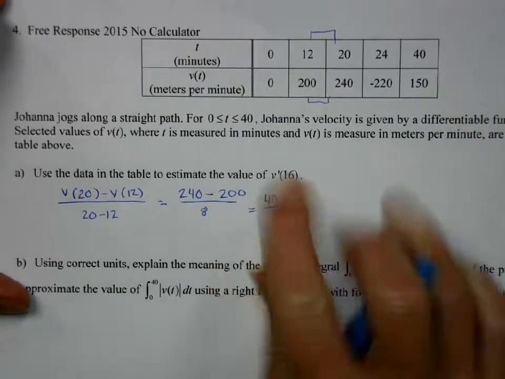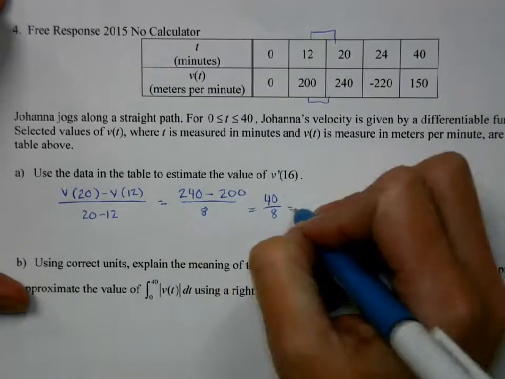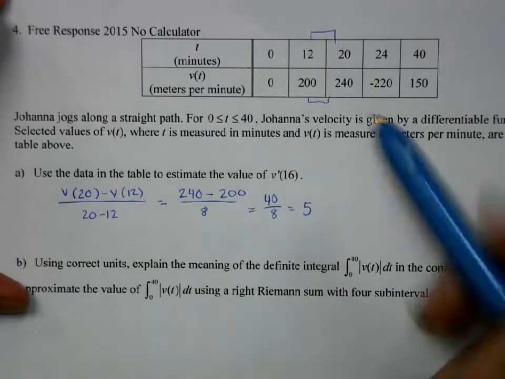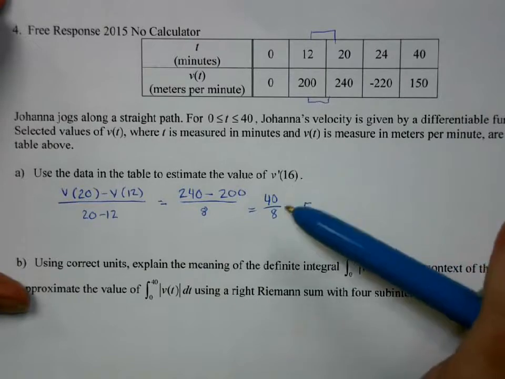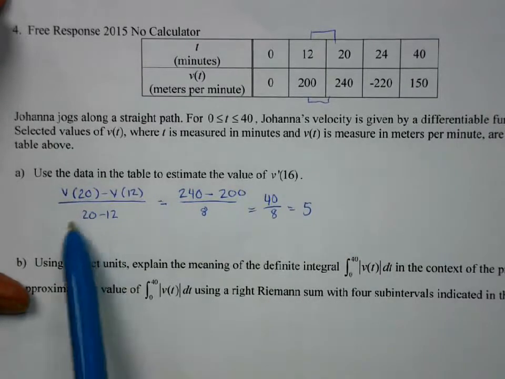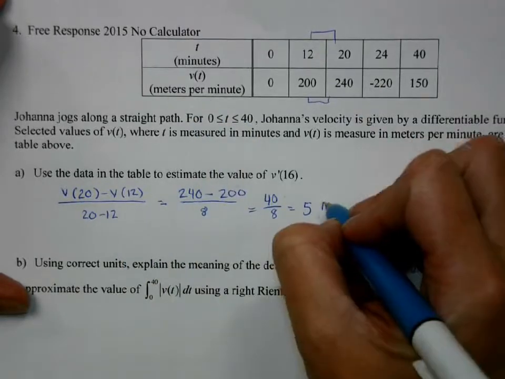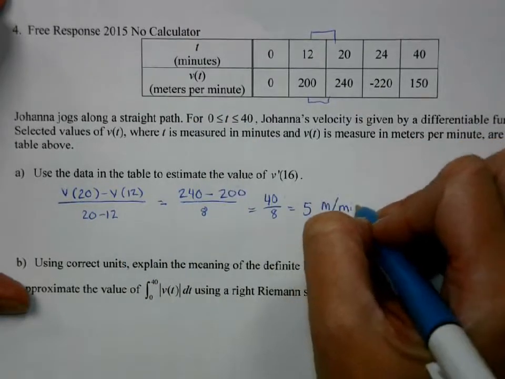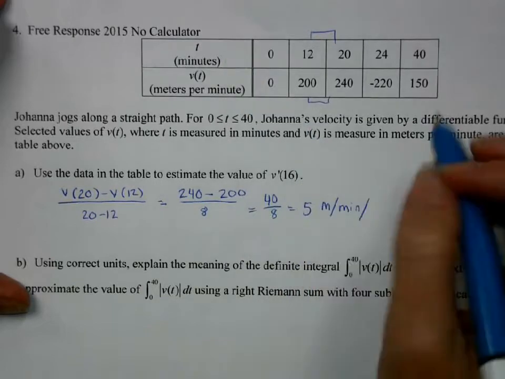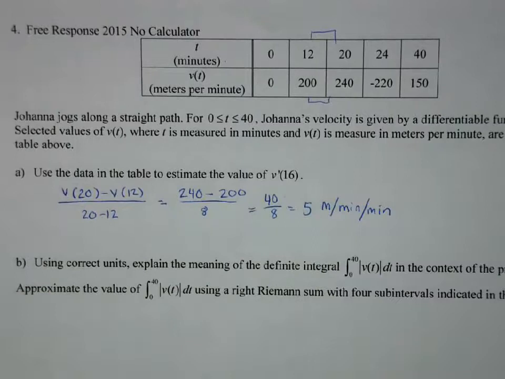So on the AP exam, I would stop here, and you might not even do that part, but we'll go ahead and do this. It doesn't ask us for the units, but sometimes they do, so we want to practice that. But it's the units on the top divided by the units on the bottom. So the units on the top are meters per minute. The units on the bottom are minutes. So that would be 5 meters per minute per minute.